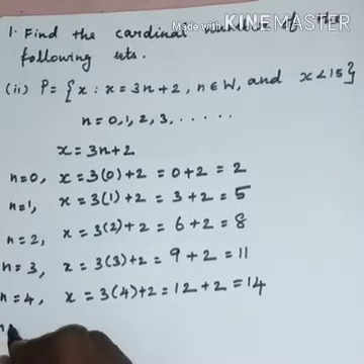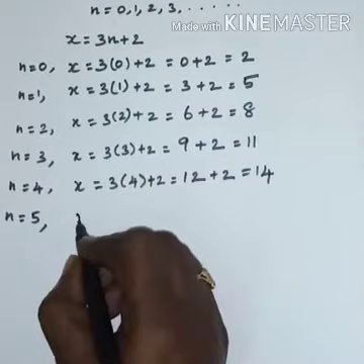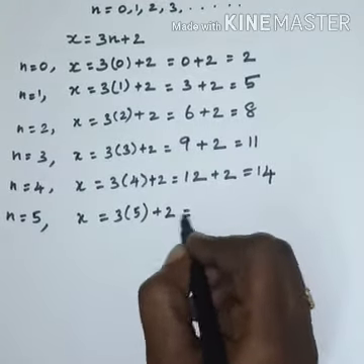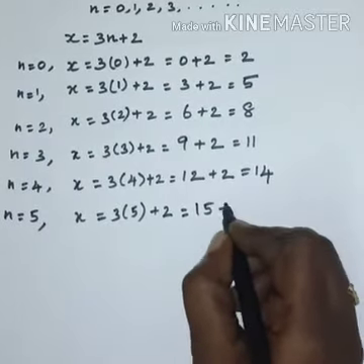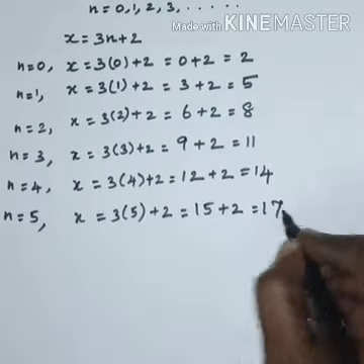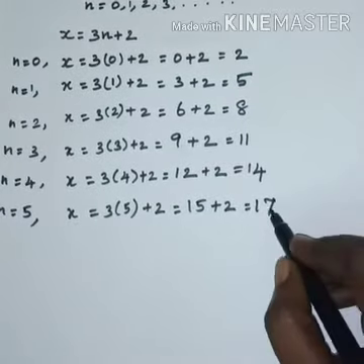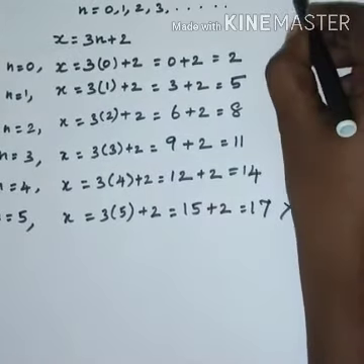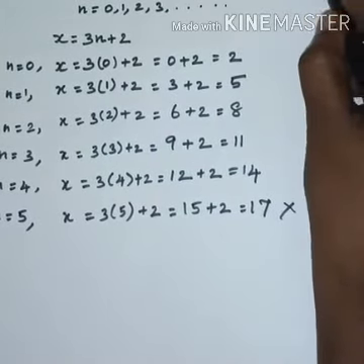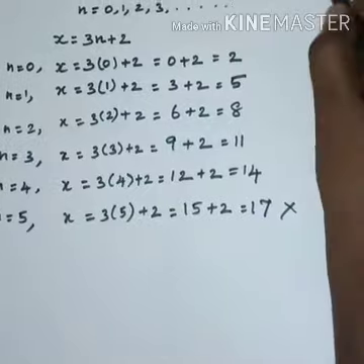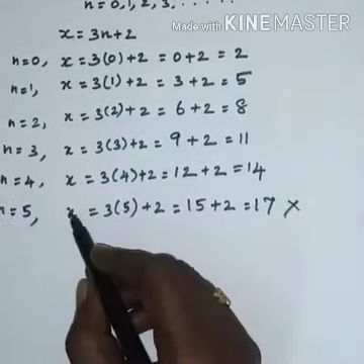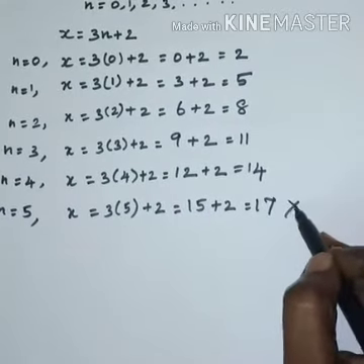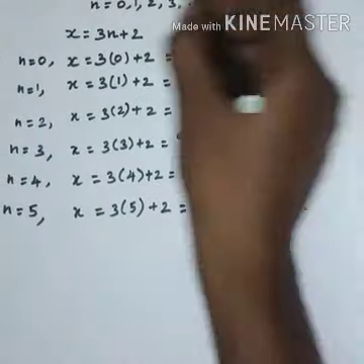And then the next value is n is equal to 5. x is equal to 3 into 5 plus 2. 3 fives are 15, plus 2 is equal to 17. We cannot take this value 17, because here the condition is x is less than 15. Up to 14 only we have to find. So the x value 17 is more than 15, so we cannot take this value 17 in the set P.